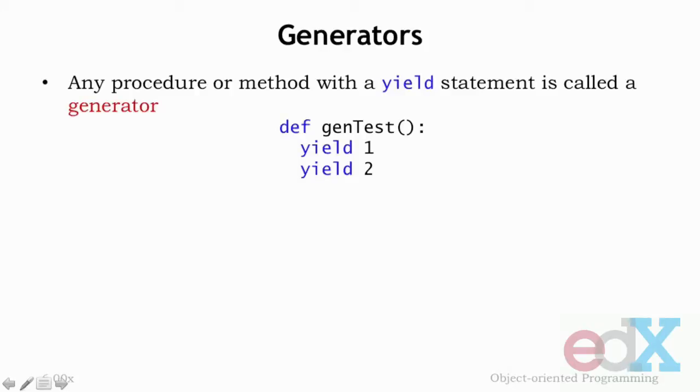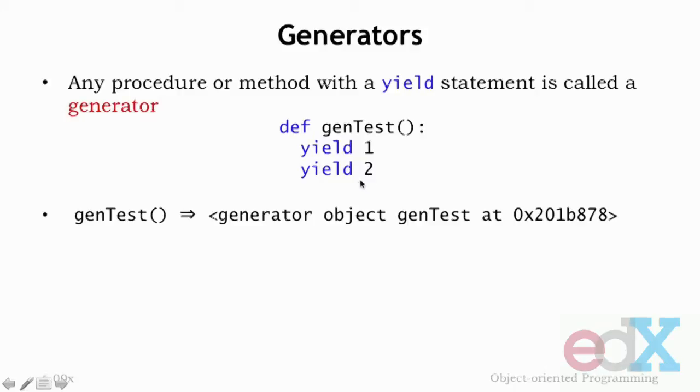Let's look at one of the features of Python, which may help with some of the inefficiencies caused by data hiding in our class objects. Any procedure or method with a yield statement is called a generator. So it looks just like a procedure, but as a procedure whose body contains one or more yield statements, Python says, aha, that procedure or method, if this was inside a class definition, is a generator. When I call such a procedure, instead of getting back a value, I get back a generator object.